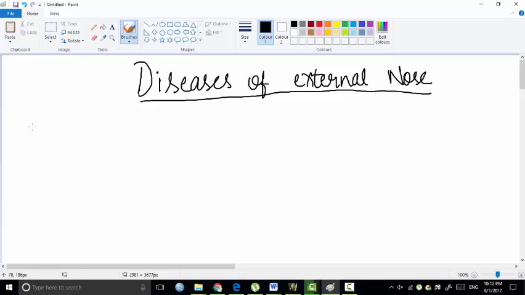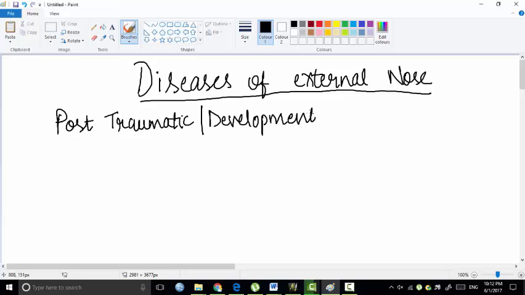So first, right now, let us deal with defects which may be post-traumatic, that is after trauma. These defects may be post-traumatic or they may be developmental defects, right? So they may be some developmental defects or they may be post-traumatic defects. So these defects are basically the indications of rhinoplasty, that is reconstruction of the nose.